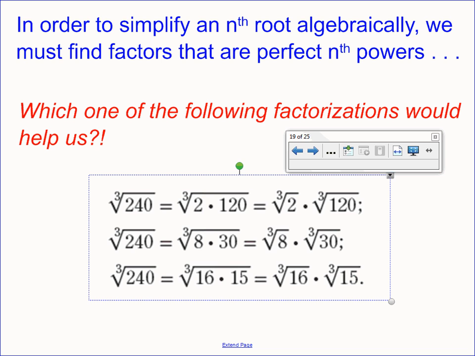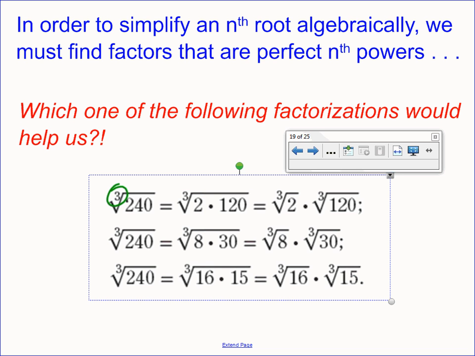And finally, the third line is also true. The cube root of 16 times the cube root of 15 also equals the cube root of 240. However, only one of these 3 rows, first, second, or third, would be any use to us when we're trying to simplify algebraically. The key here is that we're trying to simplify a cube root, and so in order to do that, we need a perfect cube that's a factor of the number inside of that radical. And so which of these factors here is a perfect cube inside of a cube root?